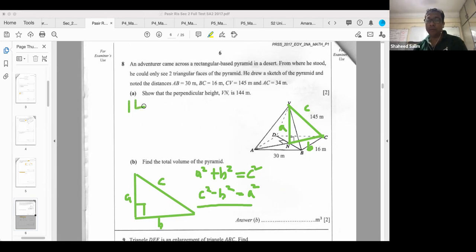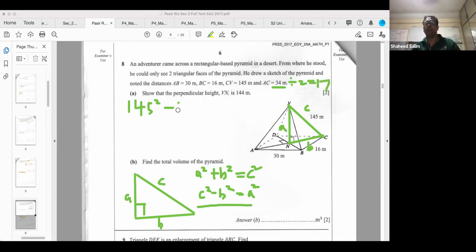145 squared minus, how much is this? You got to find out what this is. You know, 145 squared, correct. This one is 34, so you must divide by 2, because the whole thing is 34. Divide by 2, you get 17.